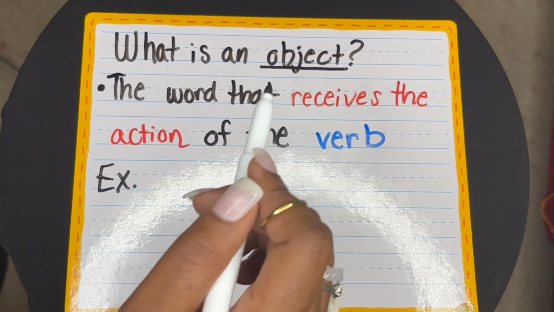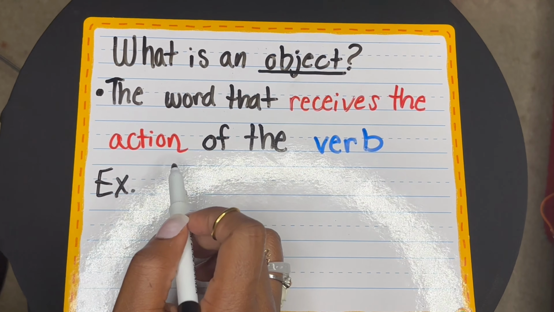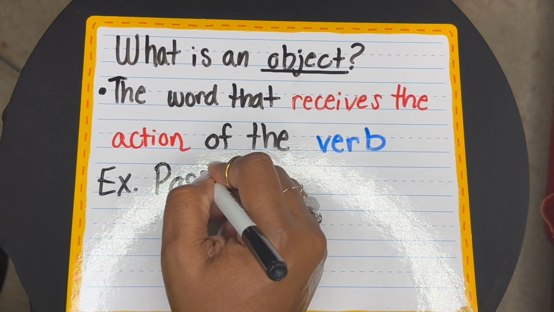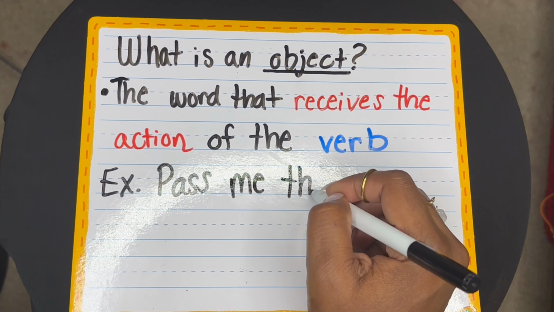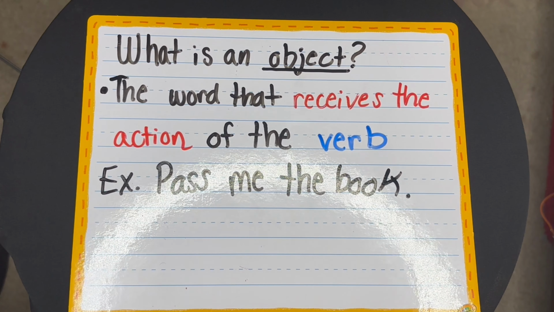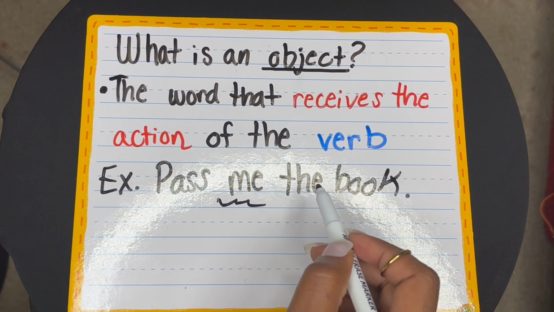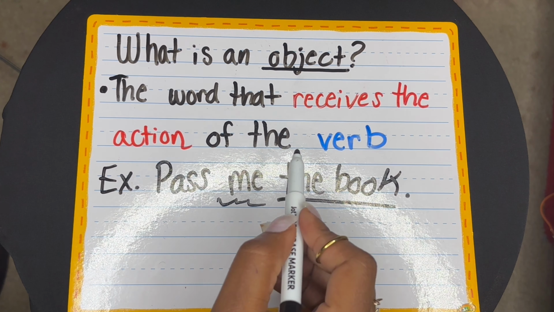What is an object? An object is the word that receives the action of the verb. For example, if I say, pass me the book, I have pass, me, and then the book. Which one of these is the object? Well, the object is always going to be the thing that receives the action.